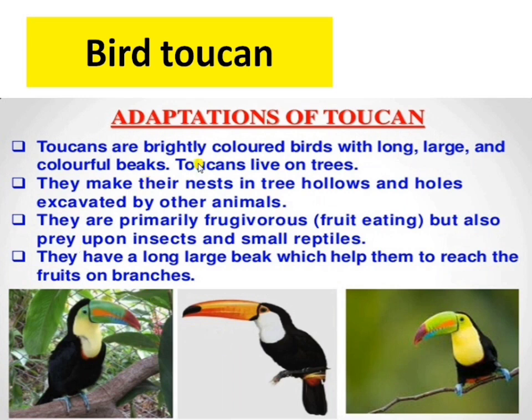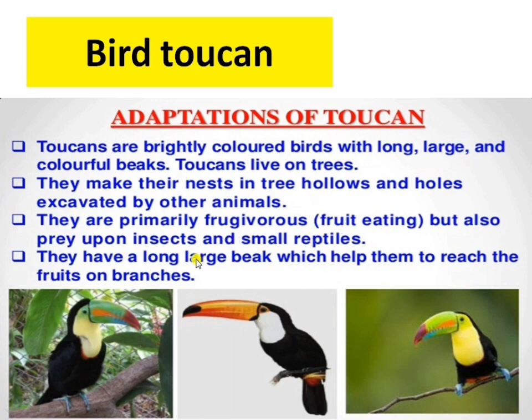Toucans are brightly colored birds with long, large and colorful beaks, as you can see in this picture. Toucans live on trees. They make their nests in tree hollows and holes excavated by other animals. They are primarily frugivorous, that is, fruit eating, but they also prey upon insects and small reptiles.